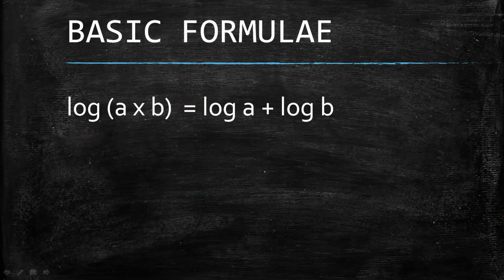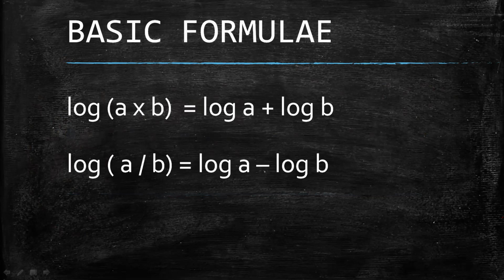The first formula is log of multiple of two numbers will be equal to log A plus log B. That is, by using logarithm, multiplication can be converted into addition. Second formula is log of A divided by B is log A minus log B. And thirdly, log of A power n is equal to n log A.